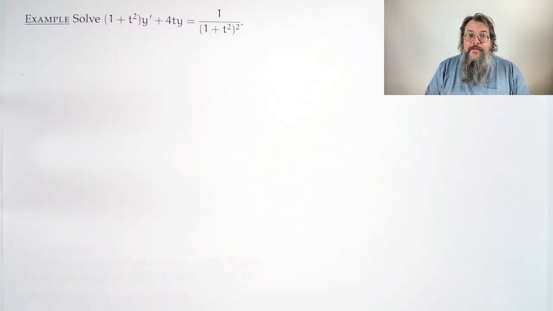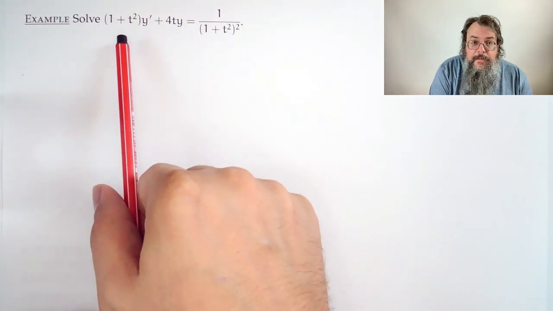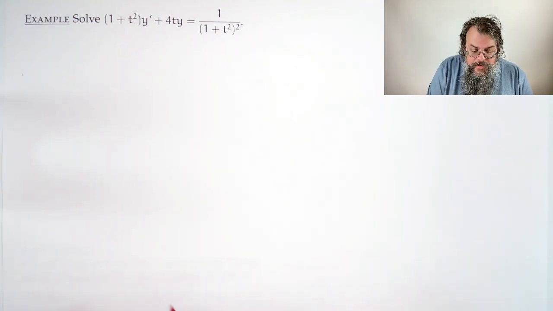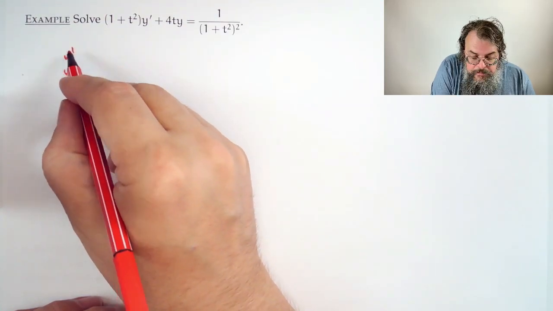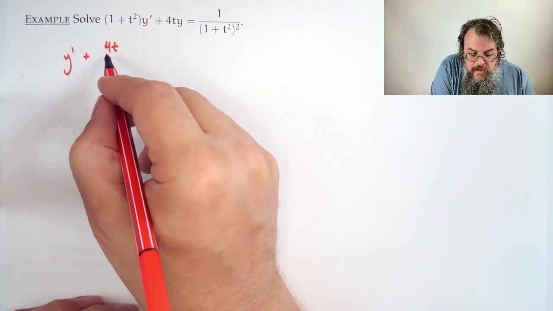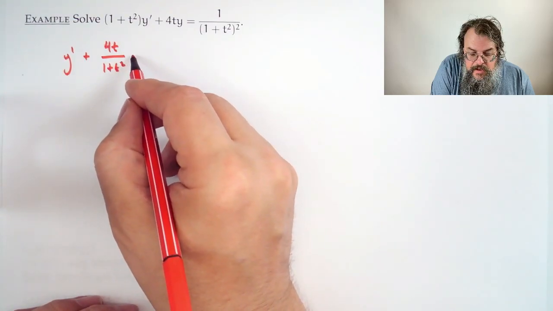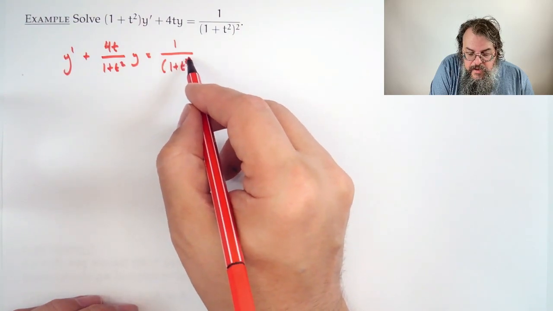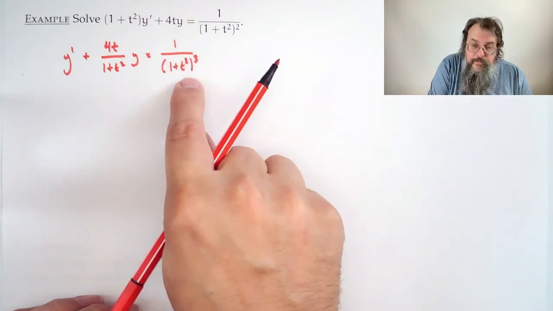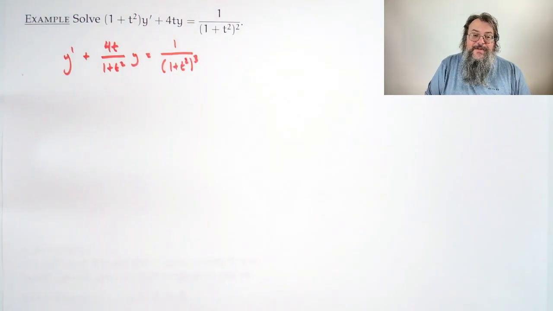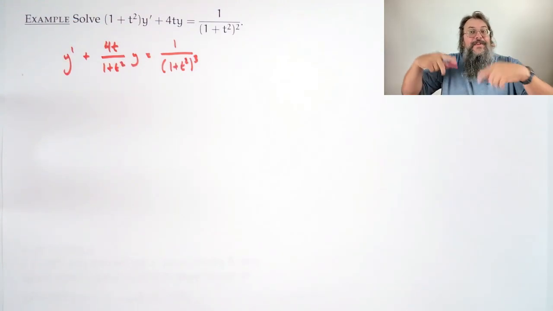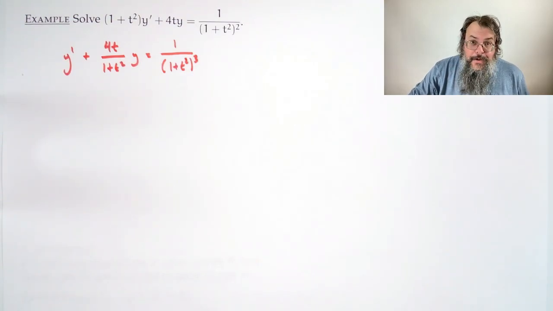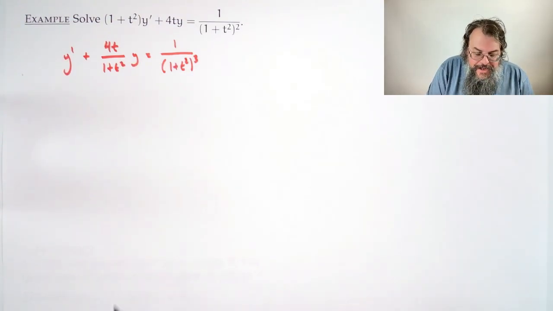All right. So the first thing is we've got to take what's in front of the y prime and make it a 1. So everything gets divided by 1 plus t squared. So we have y prime plus 4t divided by 1 plus t squared times y is equal to 1 over (1 plus t squared) cubed. Now, don't worry too much about the fact that it's 1 plus t squared cubed. We're actually not going to have to integrate that because we have some work to do along the way. If we did have to integrate it, that might take us a while. But let's see, what do we have?